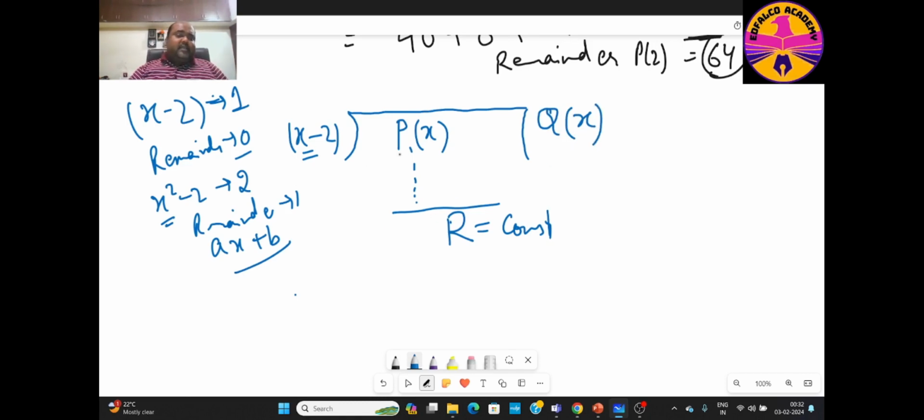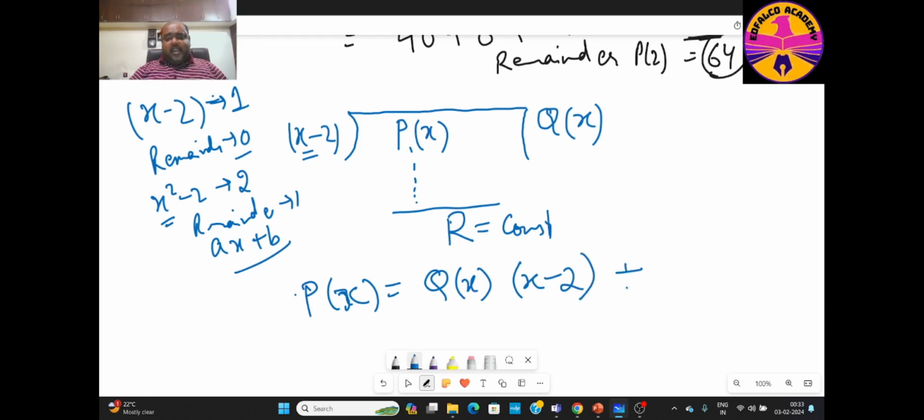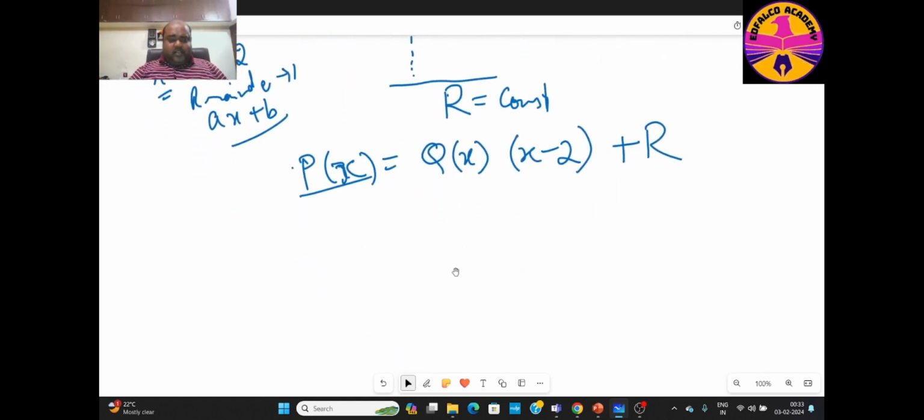So that is how the general division happens. And now, how do I get back p of x? If I have to get back p of x, I can always say that p of x is nothing but the quotient multiplied by the polynomial that I divided with, that means x minus 2, plus the remainder. I should get the value of p of x. It is simple to understand.